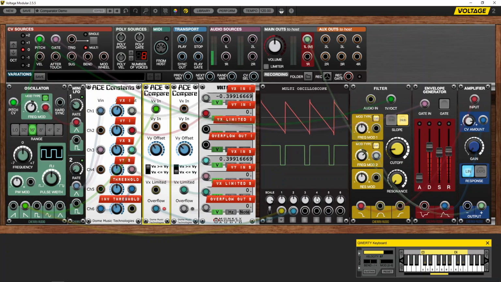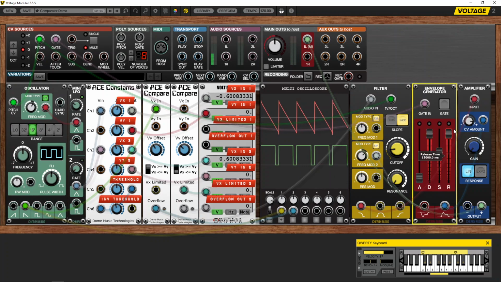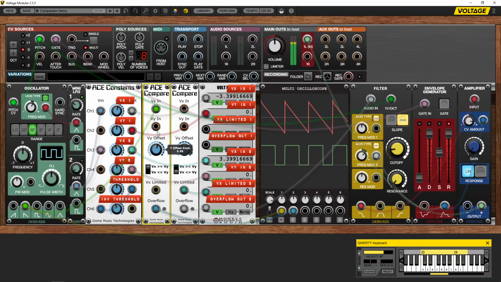And we can hear what that sounds like if we take the overflow output and feed it into the audio end of the filter here. I'll just increase the decay level here. So you see when you get close to minus 5 volts, it disappears in one orientation, and when you get close to plus 5 volts, it starts to disappear in the other orientation.